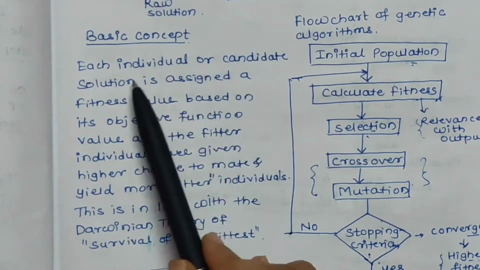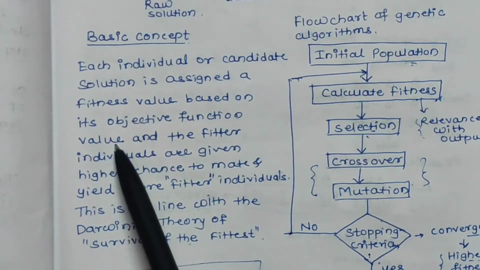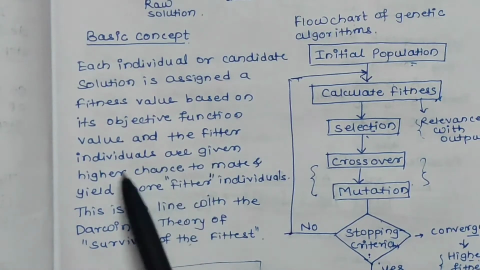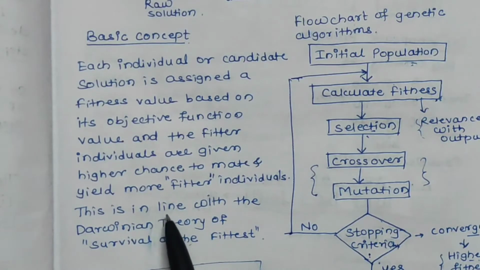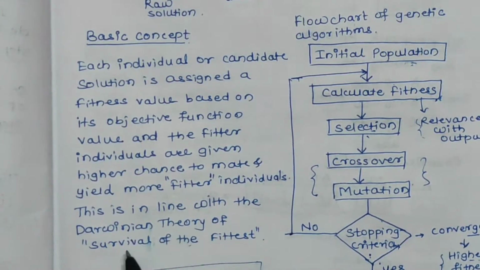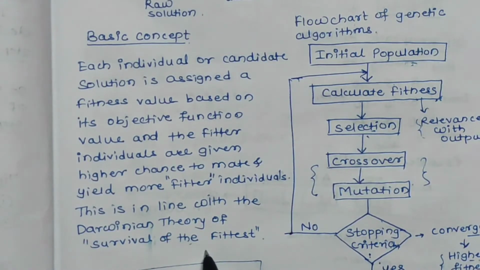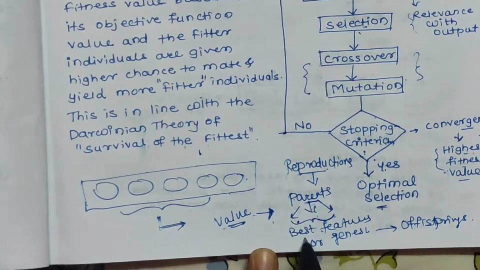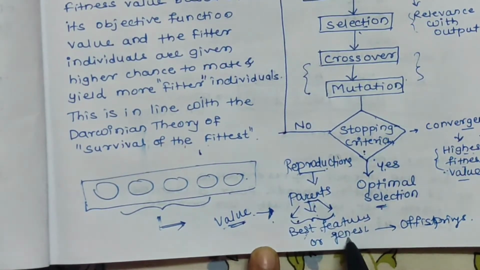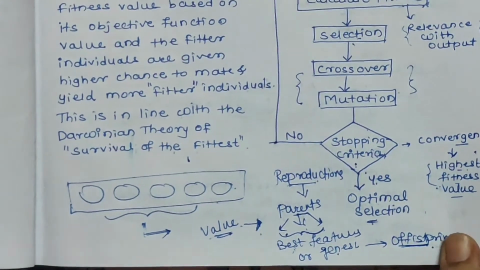Each individual or candidate solution is assigned a fitness value based on its objective function value, and the fitter individuals are given higher chance to mate and yield more fit individuals. This is in line with the Darwinian theory of survival of the fittest. Means whatever solution we are getting, that solution should be the best. In human reproduction, parents pass on their best features or genes to the offsprings, and this process is continued. The same thing is continued in genetic algorithm also.